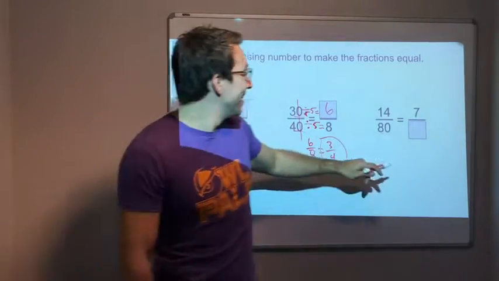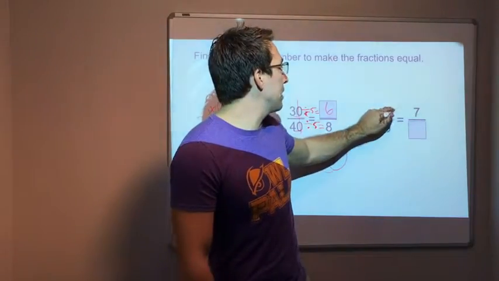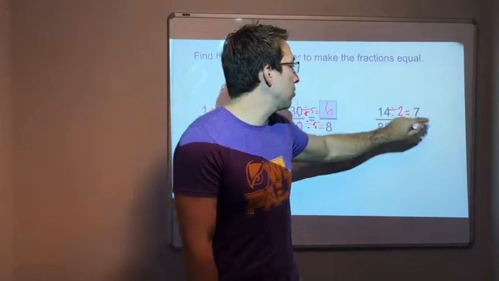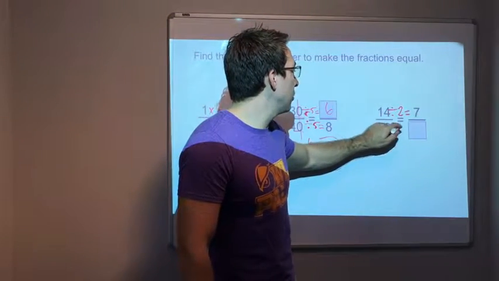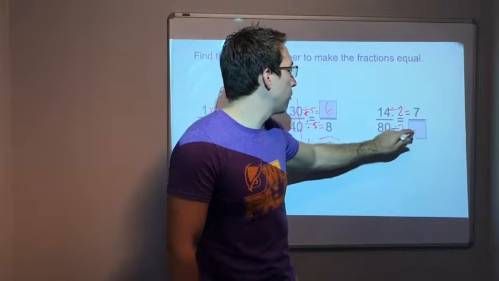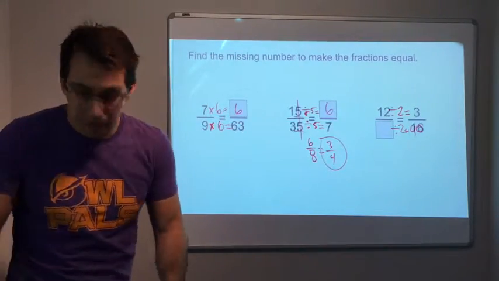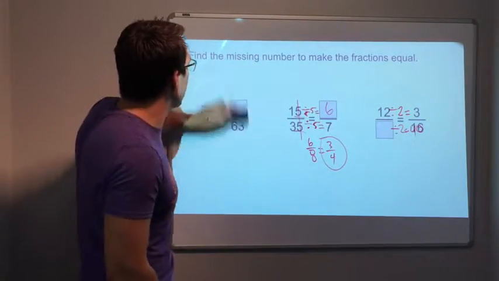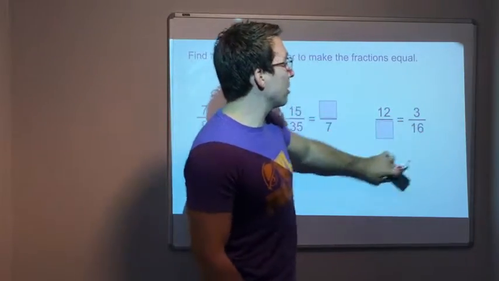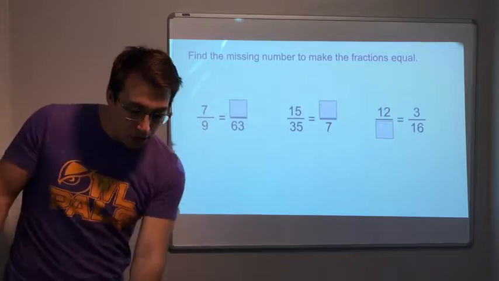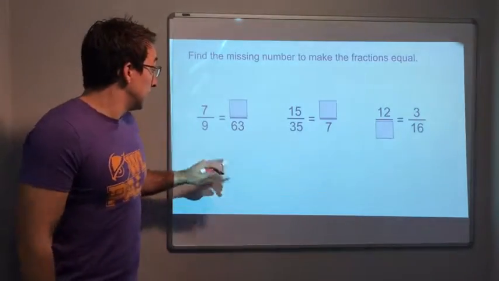That's awesome. Ooh, 14, to get to 7, you divide it by 2 equals 7. So 80 divided by 2 equals 40. 7/40. That's all there is to it. So fractions of equivalence. If you have 3 out of the 4 numbers in 2 fractions and they're equal, then this is all you have to do to find out the missing number.